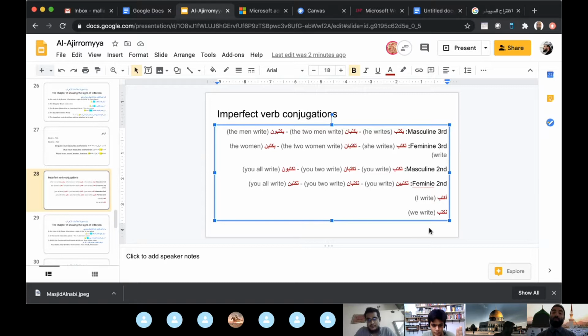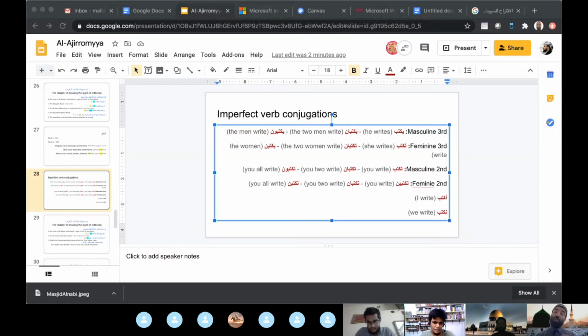Sheikh, one other question. For the feminine form, the letter ta, can it appear in front or at the back of the word? Okay, good question. Because for last week's example, when we used the example Muslim for the feminine form of the word, the ta was at the back.